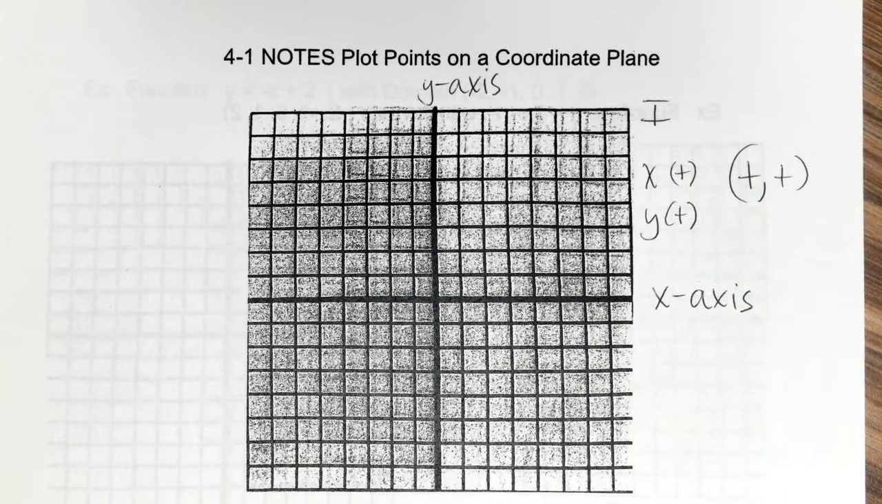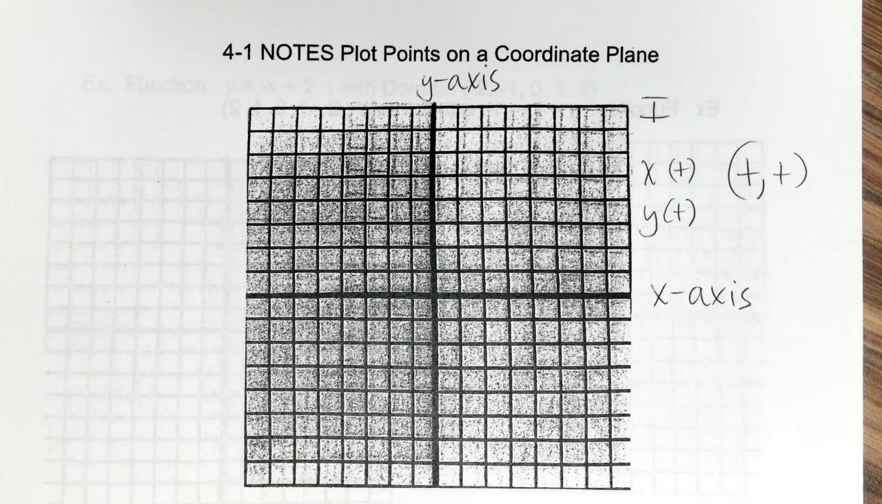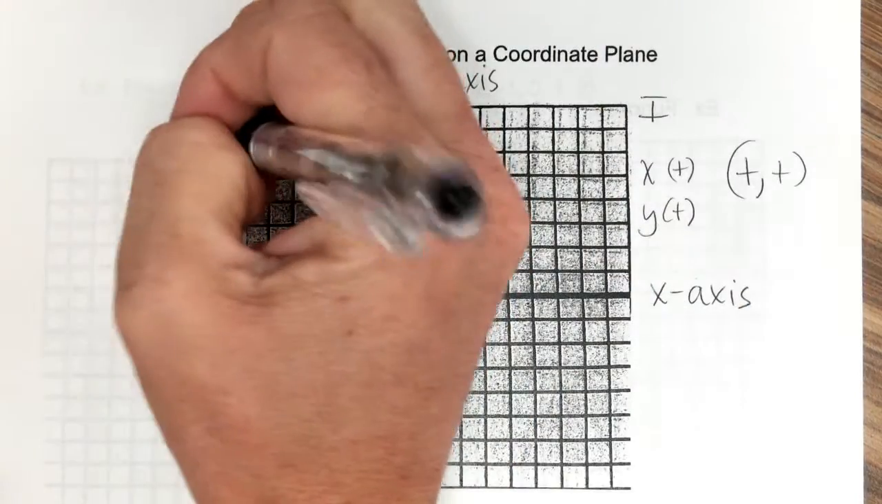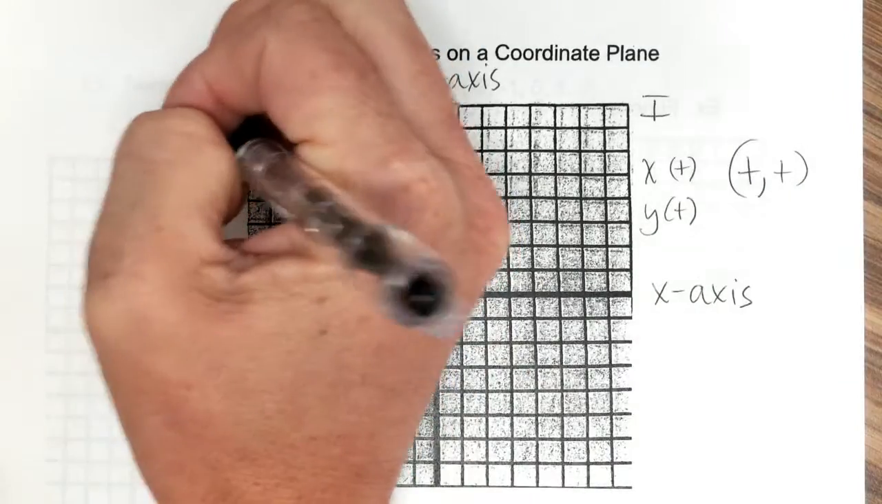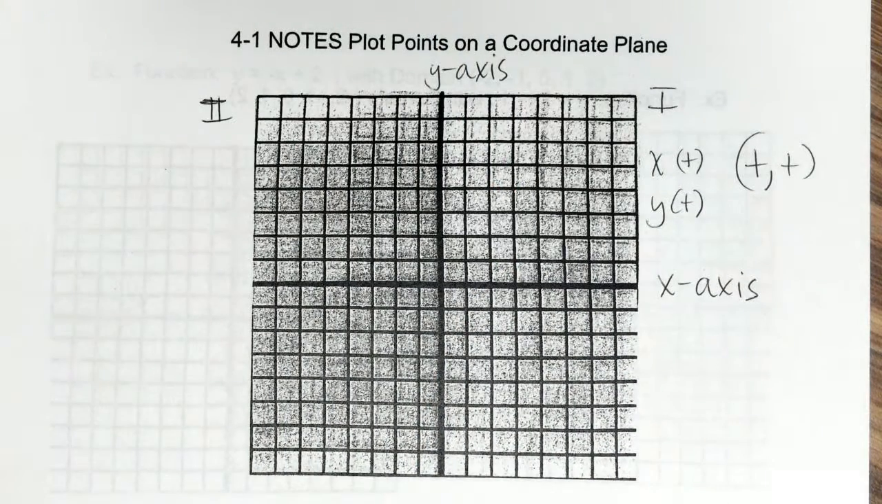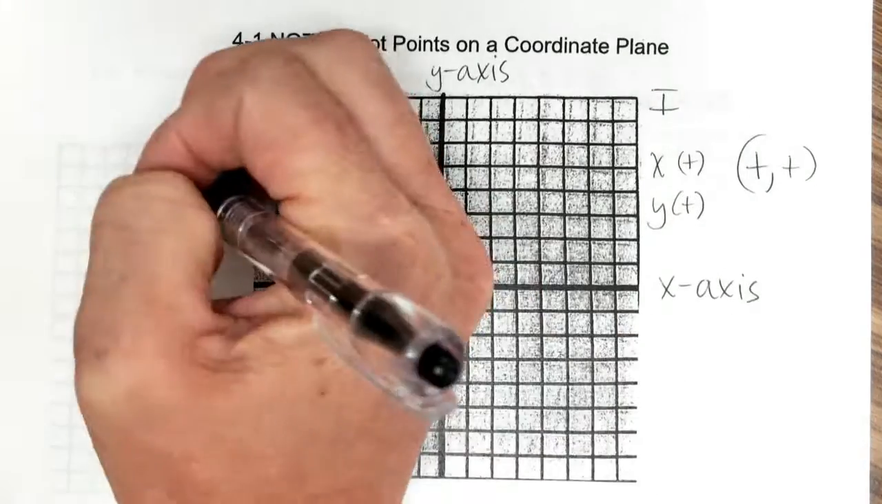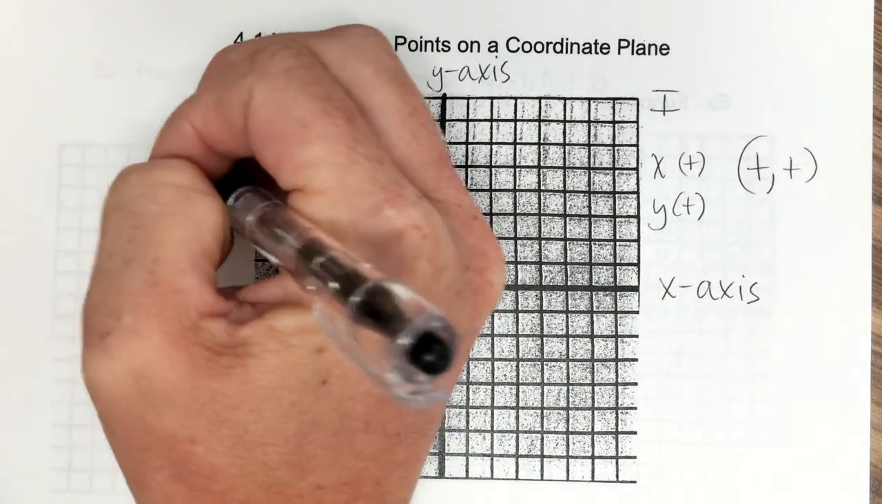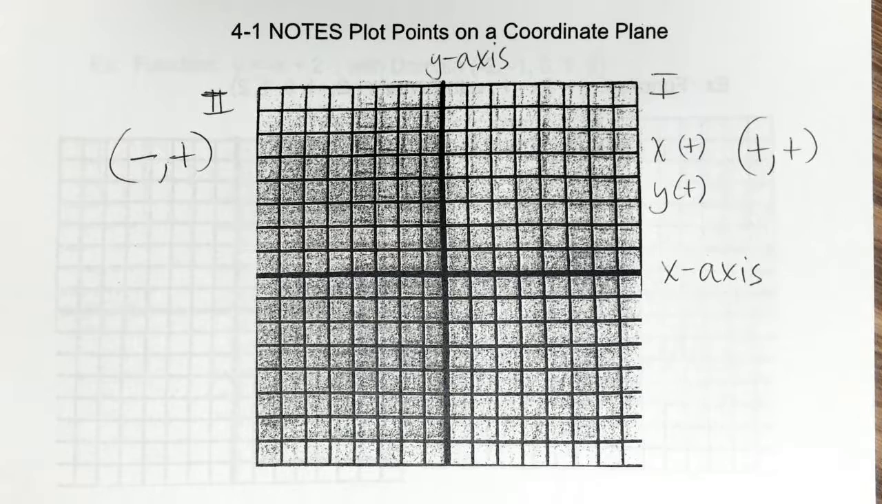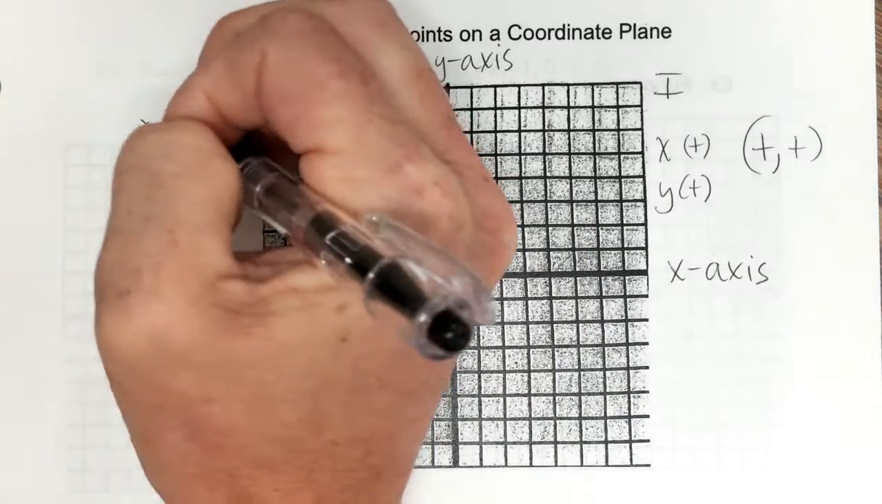Yes? All right, now where do I go? I go to the left. I go counterclockwise. So this is quadrant 2. The x will be negative, but the y will be positive. So if you want, you could label it.